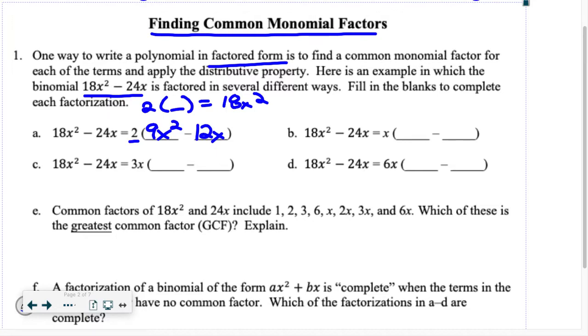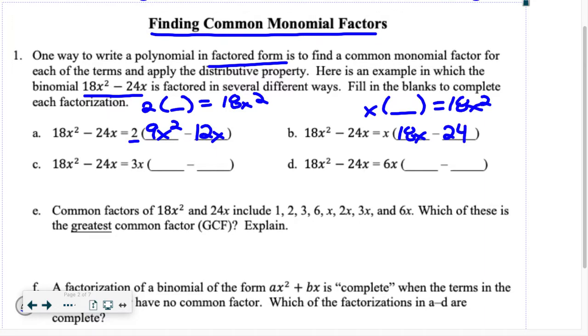In part B right here, what happens if we decide with an x? So if I have an x, again, this is trying to say x times something gives me 18x squared. That's the first step. So x times 18x is going to give me 18x squared. Same thing with the 24x. x times 24 will give me 24x.